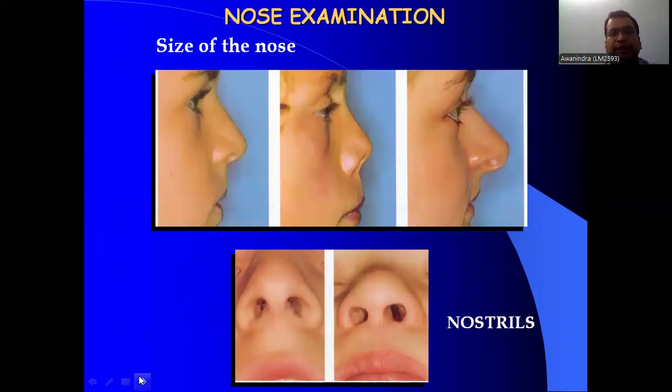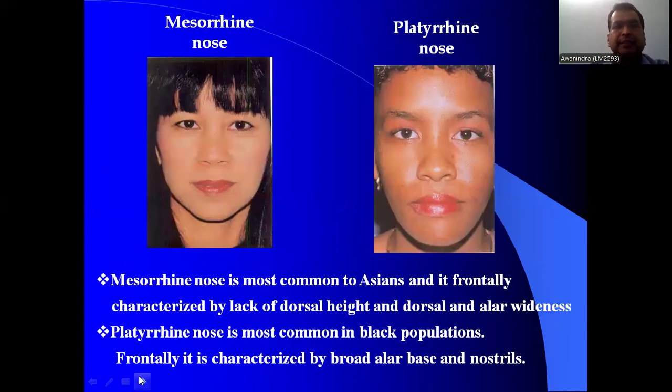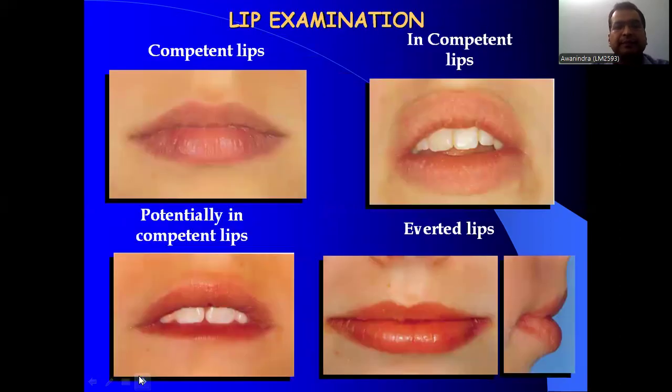Then there is a nose examination, from the size of the nose, nostrils examination about the width of the nostrils, and patency of the nostrils. Leptorrhine nose: one profile view of leptorrhine nose shows more nasal projection. Frontal view is narrow and has more nasal height. This is a mesorrhine nose and then platyrrhine nose. These are the different types of noses you will get.